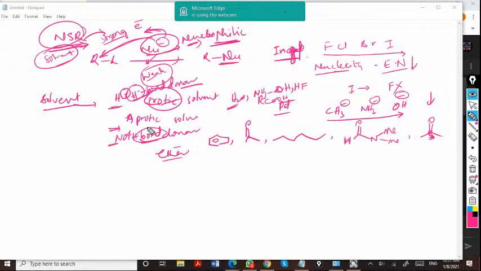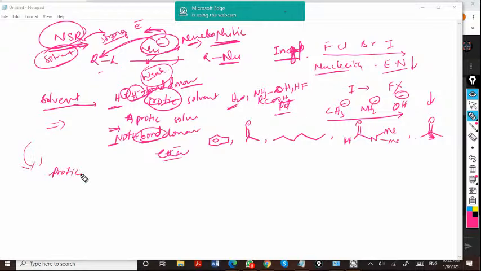Why we are looking into the details of these solvents: you will be given a reagent which can act as a nucleophile, and you will be given the solvents which are going to direct the reaction. Based on them, you need to identify what type of mechanism the reaction is going to follow. So this is based on the H plus donor.